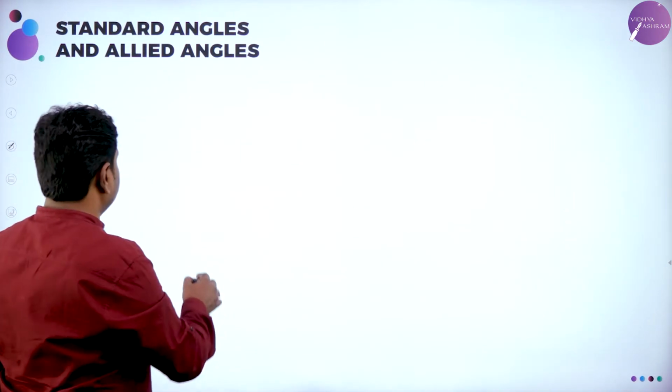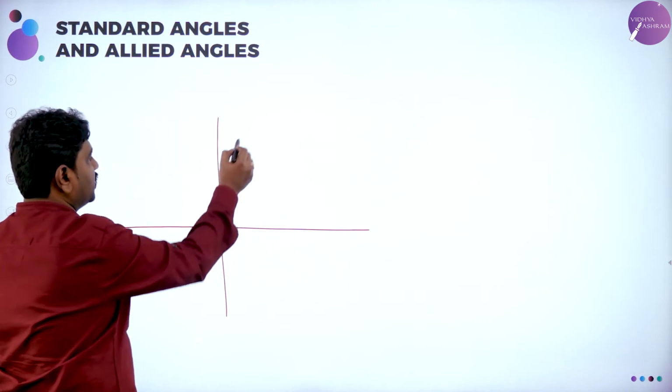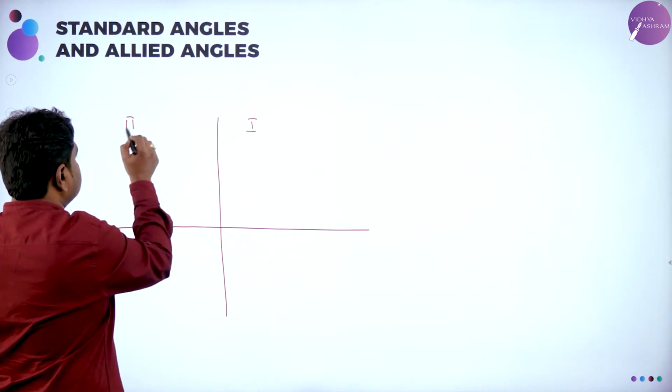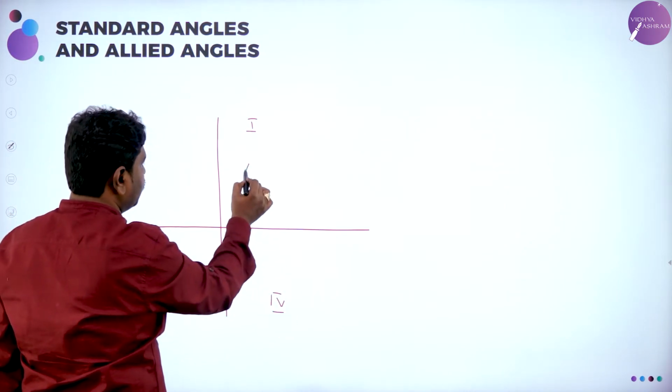So what is important? ASTC rules. So first you should become thorough with this. Let us just summarize. This is what? First quadrant. This is second. This is third. And this is what? Fourth. In first, what is the alphabet? A. A means what?